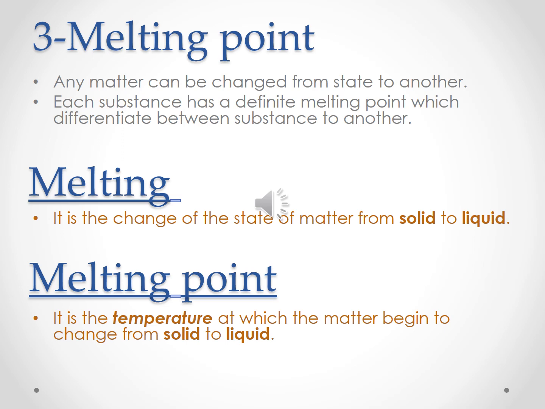What is meant by melting point? The melting point is the temperature at which the matter begins to change from solid to liquid. So in this example of the ice, the ice begins to change into water at 0. So if I ask you, what is meant by the melting point of ice is 0 degrees Celsius? This means that the ice begins to change into water at 0 degrees Celsius.